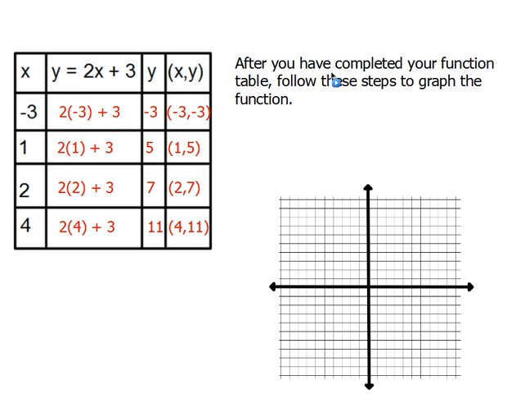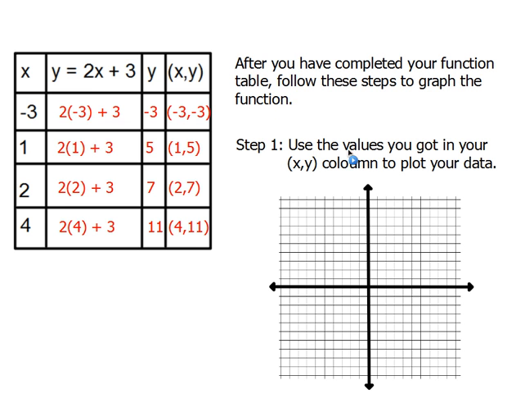After you've completed your function table, you just need to follow these steps in order to graph the function. Step 1 is to use the values in your XY column to plot your data. These are my data points. The first one is -3, -3, so I go 3 left and 3 down. Then 1, 5: 1 to the right, 5 up. 2, 7: 2 right, 7 up. And 4, 11: 4 to the right and 11 up. So there's where my points are going to be.